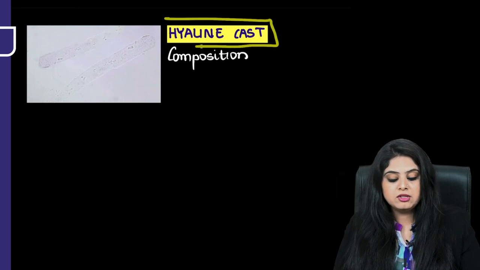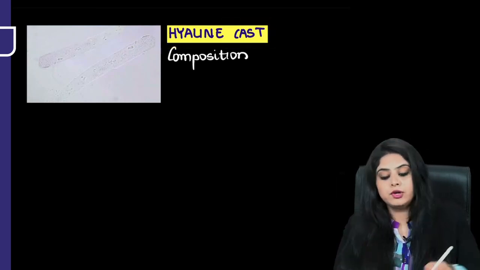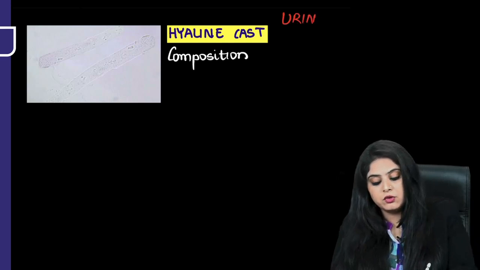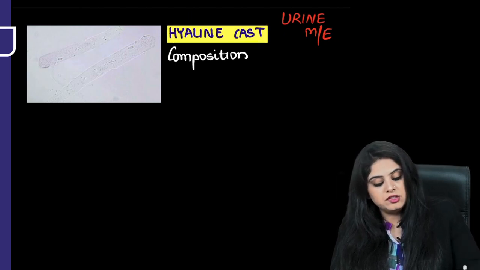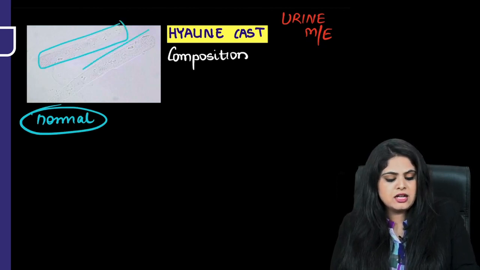Now when I'm talking about the cast, the first one that you have is, again, we moved on from the crystals, we are going on to the casts. We are still in urine microscopic examination. Please note that the hyaline cast is something which is seen in totally normal situations. A normal person's sample can show it, and it looks cylindrical like this, transparent, bilkul.